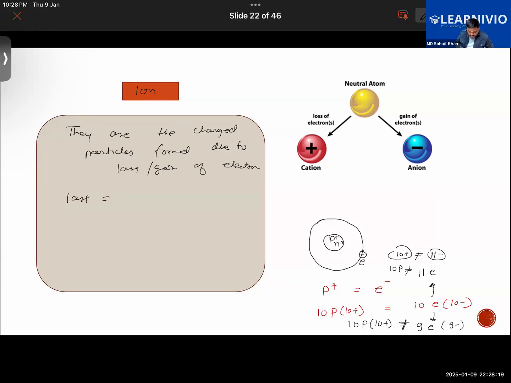If it loses electrons, what will we call this? And if it gains, what do we call this ion? Tell me. Yes, if an atom is losing the electron, we call that a cation. Cations are positive, while the opposite is the anion, which has a negative charge. So that is all about ions. Hope it is clear to everyone.